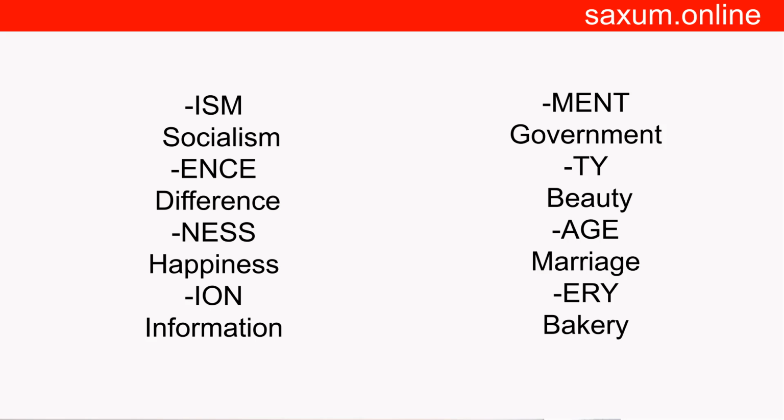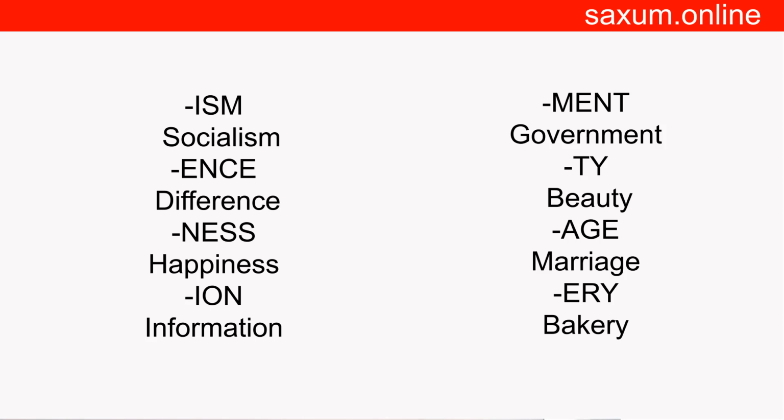Okay? So, for example, we have ism, as in socialism. We have ence, as in difference. We have ness, as in happiness. We have ion, which the pronunciation is shun, as in information. We have ment, as in government. We have ty, the spelling is t-y. Beauty is an example. Age, an example of a noun ending in that is marriage. Ance, importance, okay, listen carefully to the pronunciation, ance, although the spelling is A-N-C-E.